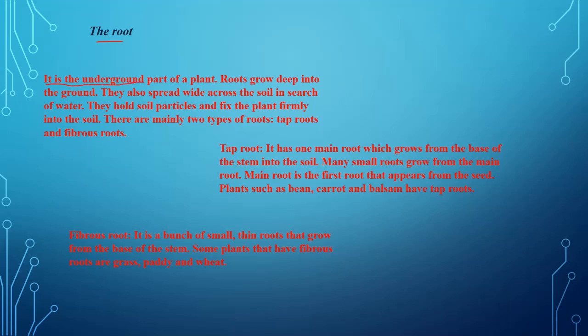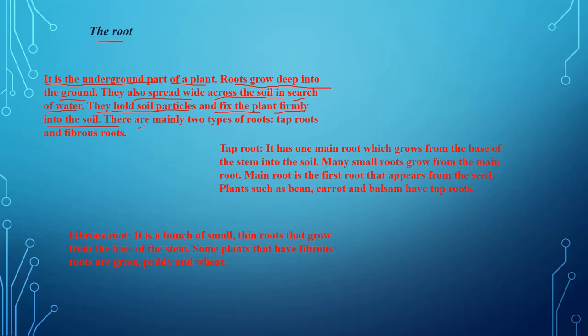So it is the underground part of a plant. Roots grow deep into the ground. They also spread wide across the soil in search of water. Roots take the water and give it to the stem. Then the plant makes its own food. They hold soil particles and fix the plant firmly into the soil.